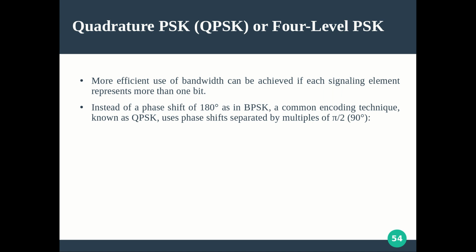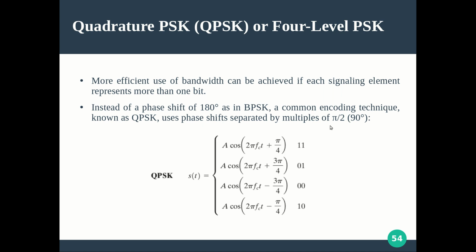quadrature phase shift keying, instead of this 180 degrees, when it comes to QPSK, we are using a phase shift that is separated by 90 degrees, because we need 4 combinations, right? The previous case 0 and 180, that is fine, but here it is 90, resulting in plus pi by 4, plus 3 pi by 4, minus 3 pi by 4 and minus pi by 4. So the phase is shifted like pi by 4, 3 pi by 4, minus pi by 4 and minus 3 pi by 4 with respect to the current carrier signal.